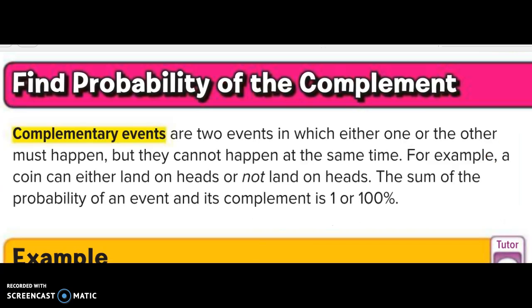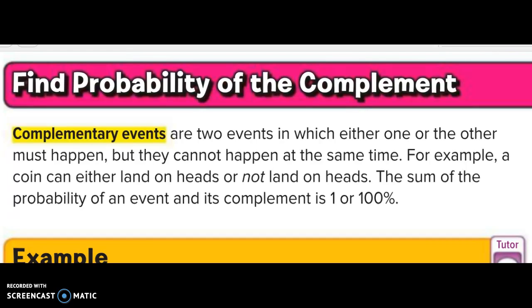So our last part of lecture is going to be talking about finding the probability of the complement. So we need to know what a complement event is. In our books, it tells us that complementary events are two events in which either one or the other must happen, but they cannot happen at the same time.